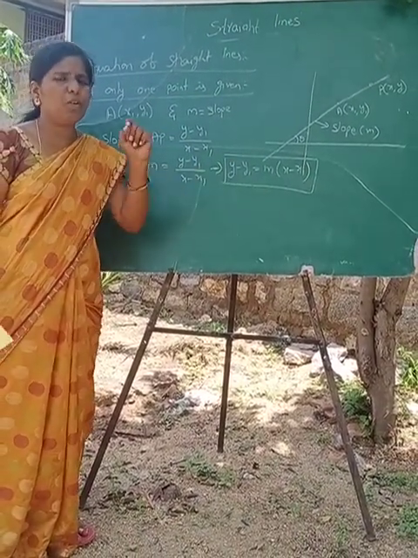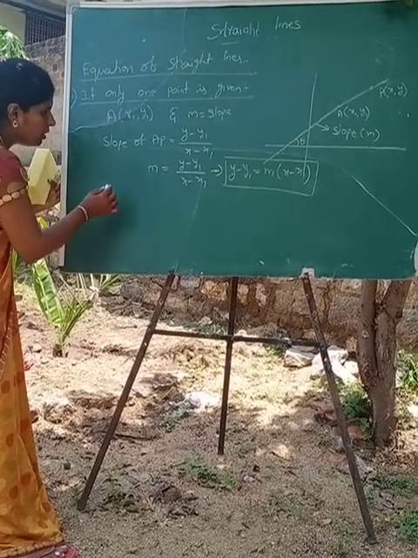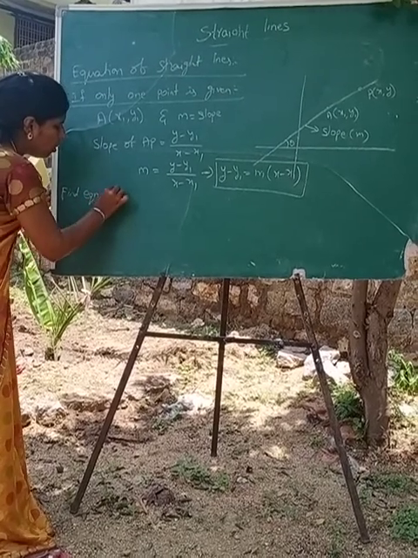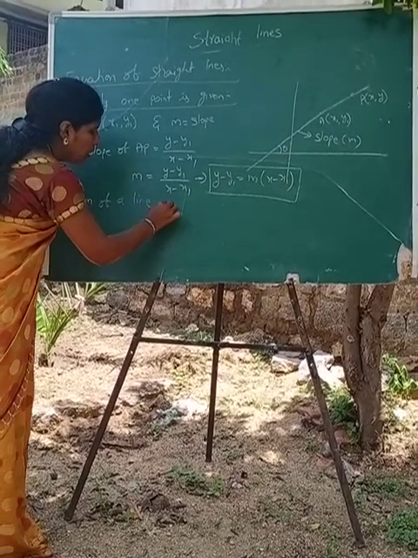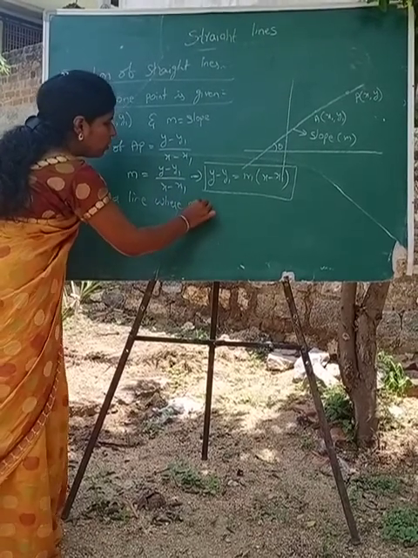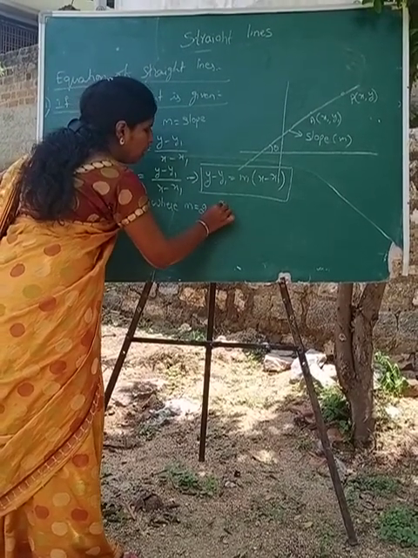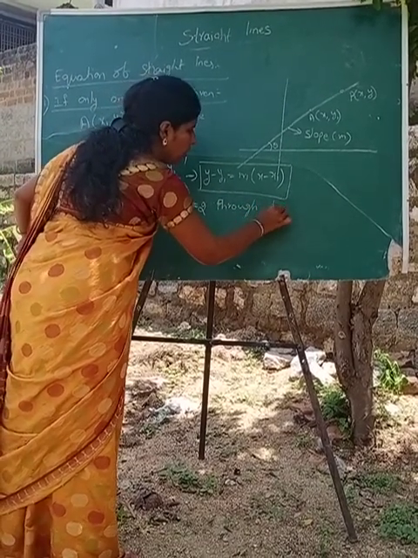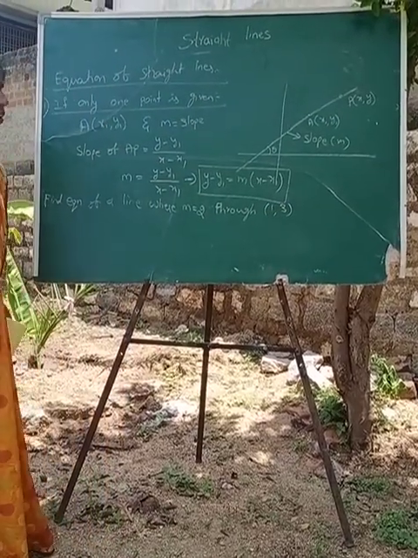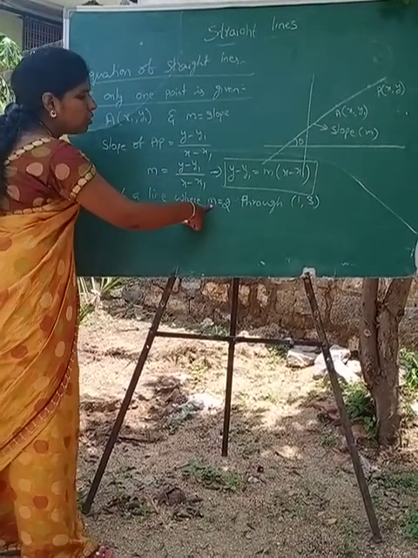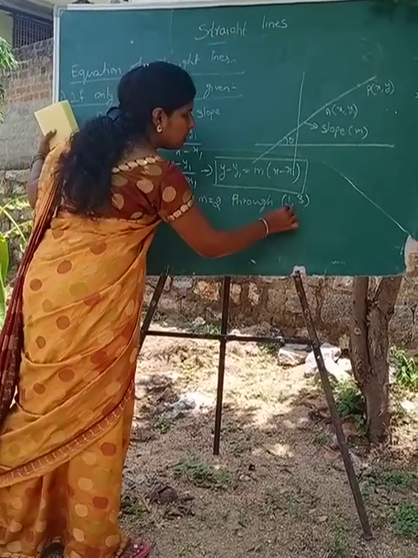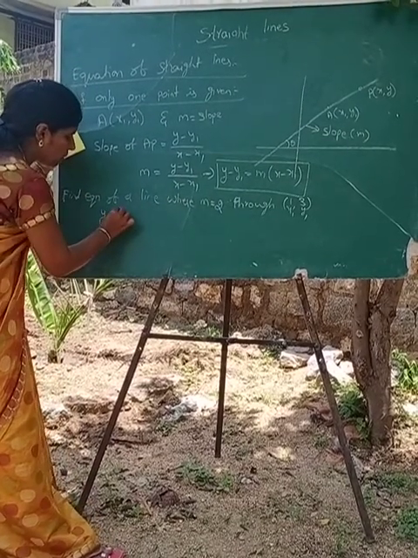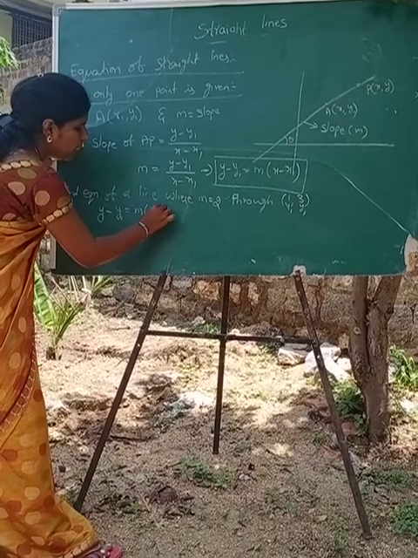By using this formula, we are going to solve a small problem. Find the equation of a line where m equal to 2, which passes through 1 comma 3. So here we need to find the equation of a line where the slope and a point are given. This point is represented with x1 y1 and the slope is m equal to 2. I'm going to take the equation y minus y1 equal to m into x minus x1.